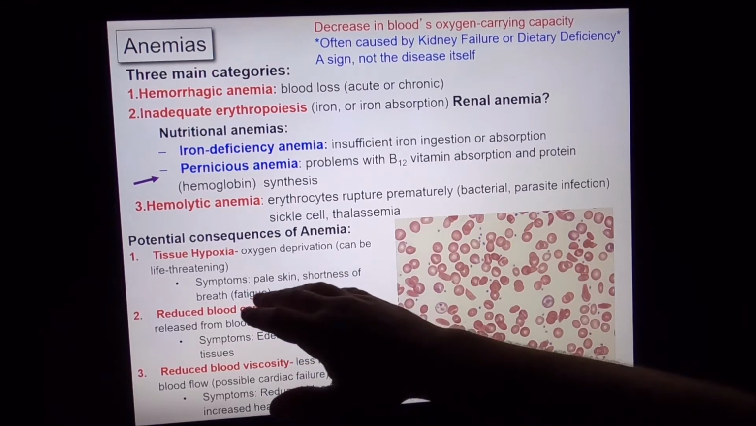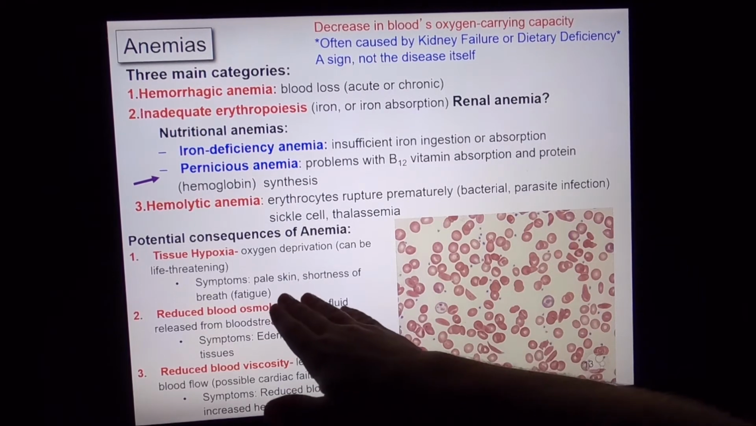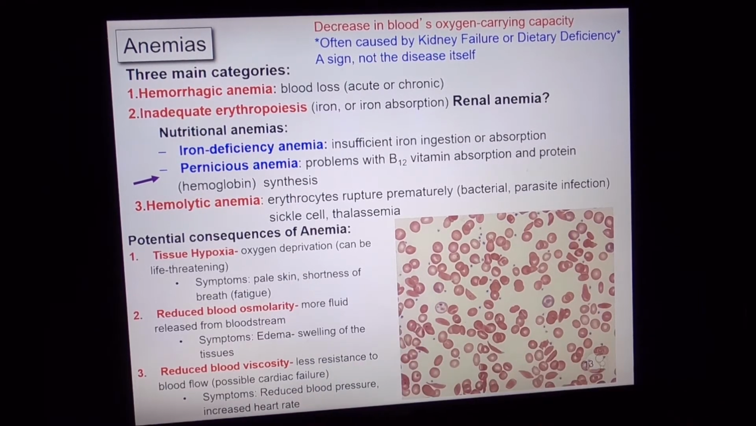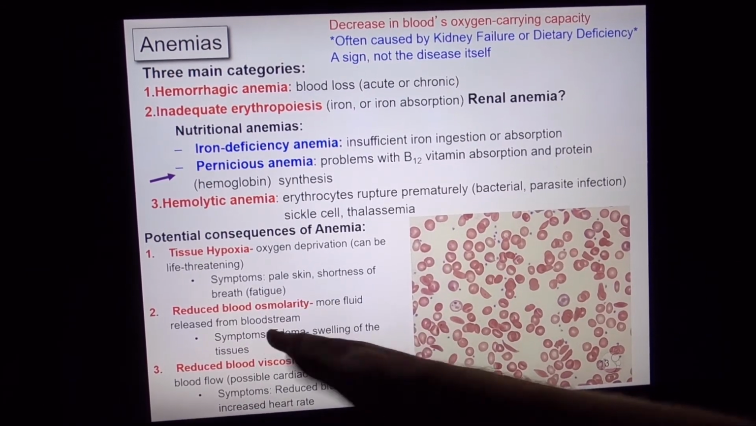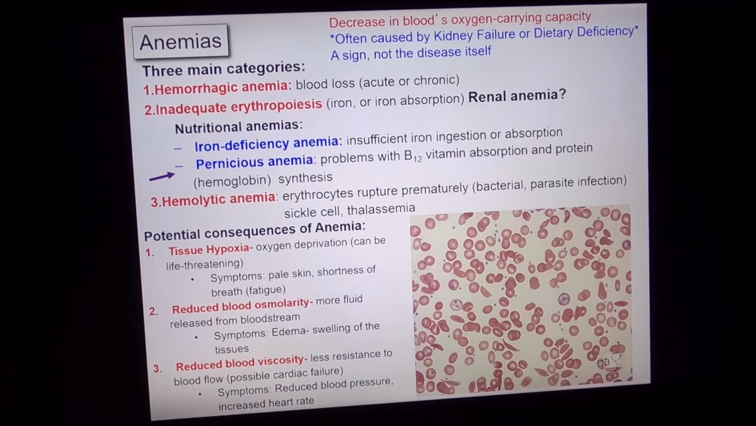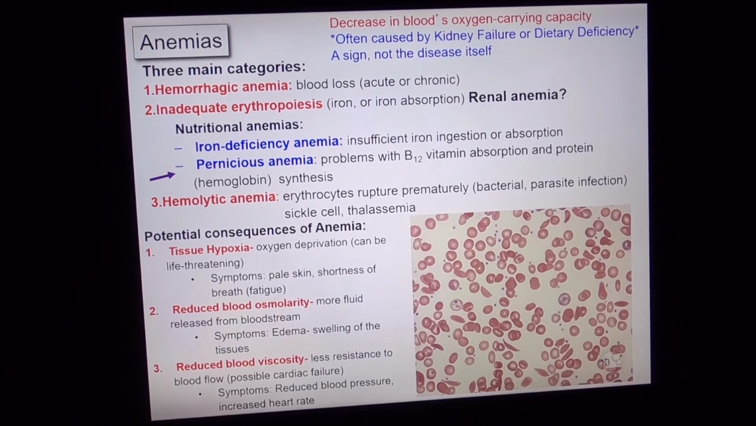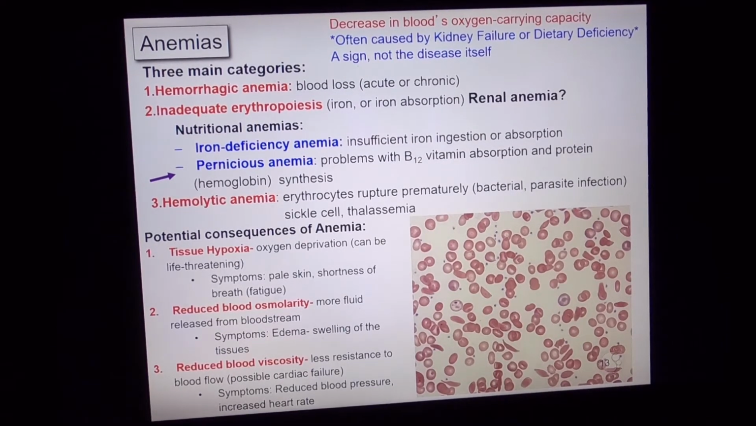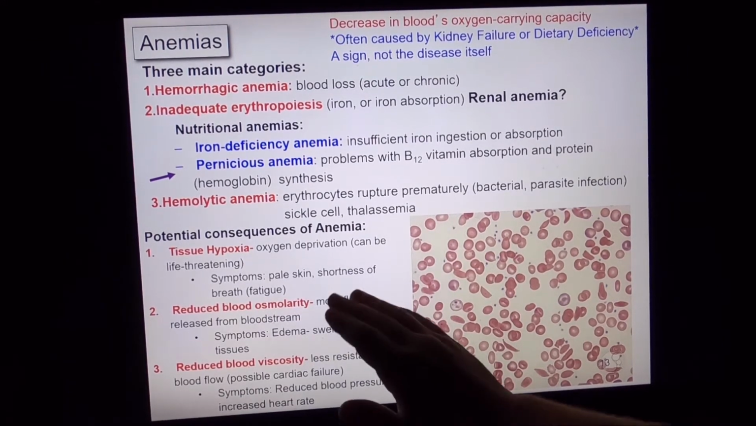Tissue hypoxia, so your tissues are not getting enough oxygen. Pale skin is a sign of this. Shortness of breath, you hurt. It's painful when your tissues aren't getting enough oxygen. Reduced blood osmolarity. When you play with the blood's osmotic balance, you end up releasing entirely more fluid from the bloodstream than you should, and this ends up causing localized swelling in a lot of cases, or even body-wide in certain medical conditions, which is not ideal.